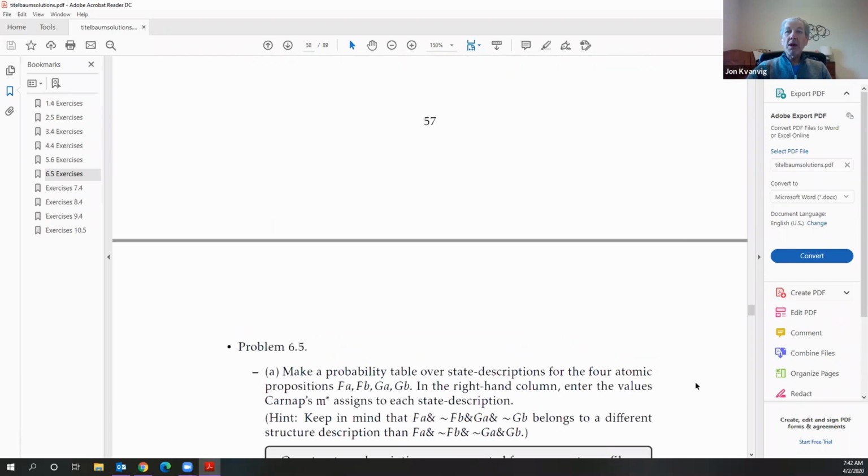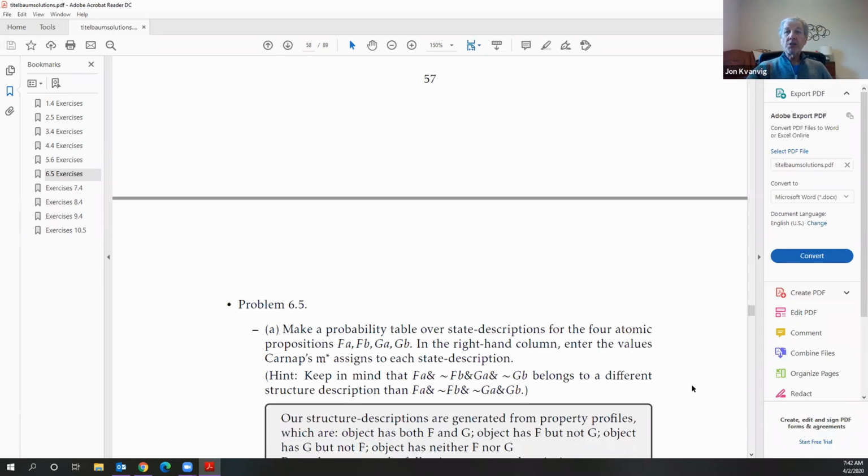6.5, so make a probability table over state descriptions for the 4 atomic propositions FA, FB, GA, GB. In the right column, enter the values Carnap's M star assigns to each state description. Okay, so 6.5, we're moving from M Dagger to M star, and so instead of applying a principle of indifference to state descriptions, which is what M Dagger did, M star assigns them to structure descriptions. So we need to make sure we pay attention to what the structure descriptions are.